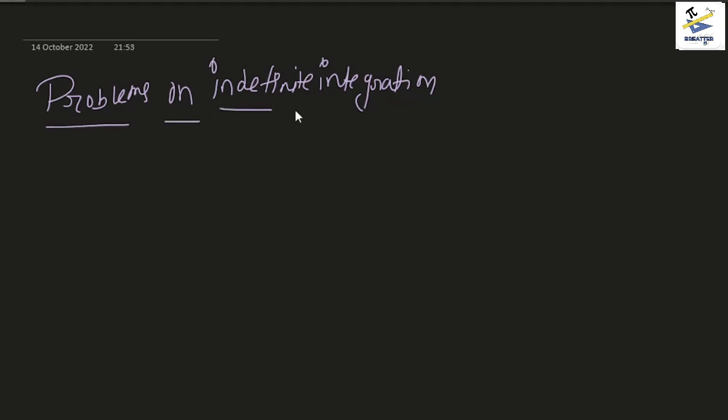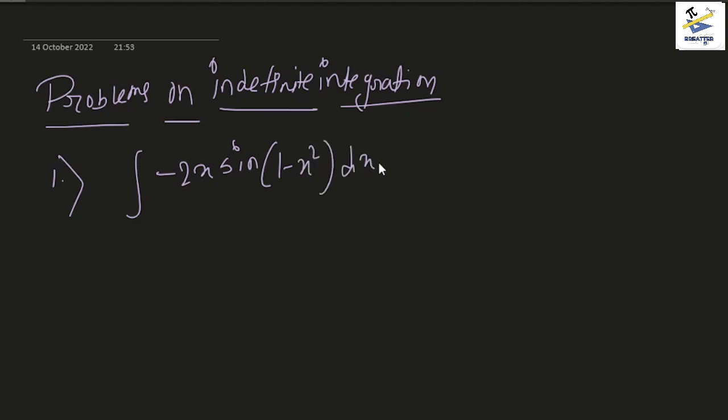So, problems on indefinite integration. Okay, the first problem which we are going to solve is this: integral of minus 2x into sine of 1 minus x square dx. What I want you to do is pause the video for a minimum of 2 minutes to a maximum of 10 minutes and figure out all the details yourself, and then resume the video. Otherwise I'm going to give you 10 seconds here and I will start solving after 10 seconds.